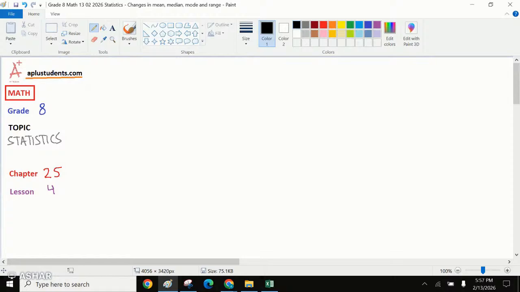And the name of the lesson is if we make changes in mean, median, mode, and range. So let's go to maths grade 8 and then see what we can do over here.